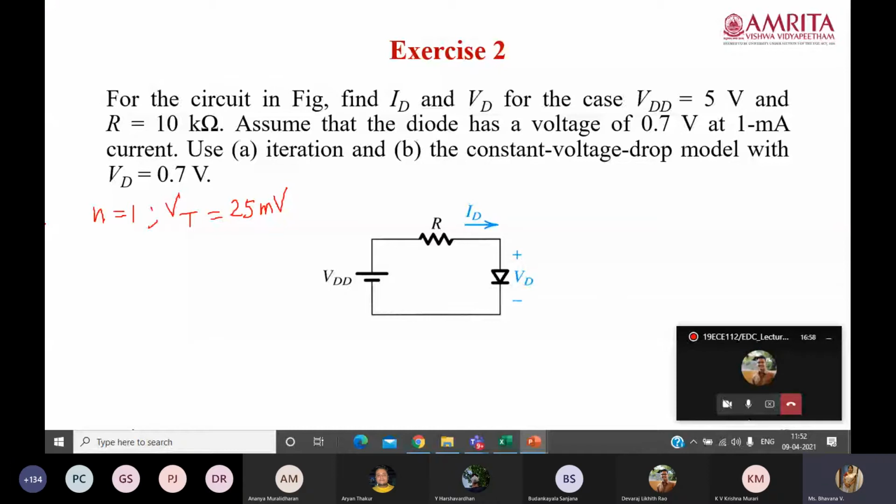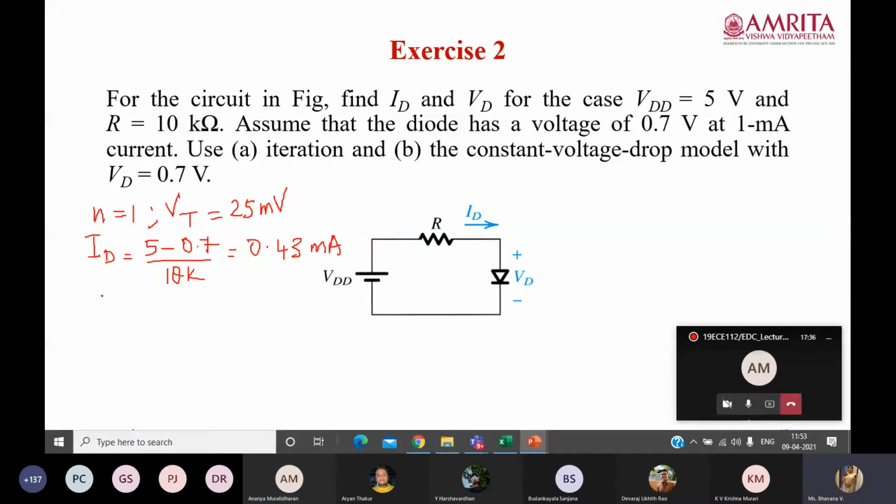So first, do it with the iterative method. After the first iteration, give me the value of ID and V2. How will you determine ID? ID equals (VDD minus VD) by RD, with the given data. What is VDD? 5. What is given VD? 0.7, divided by 10K. So what is the answer? 0.43 milliampere, ma'am. Absolutely right, 0.43 milliampere.